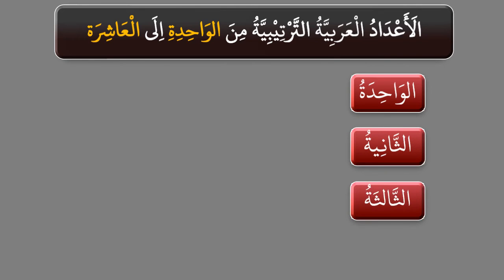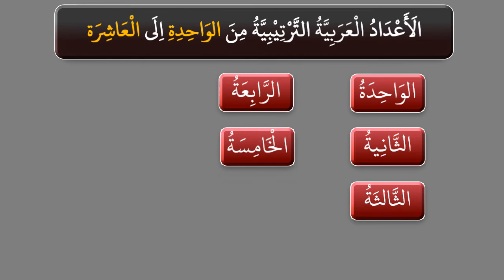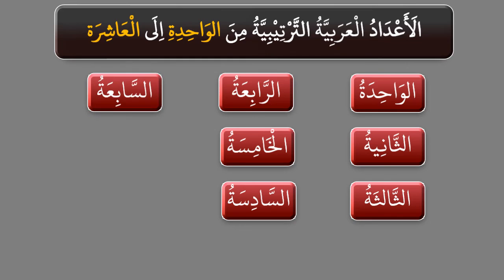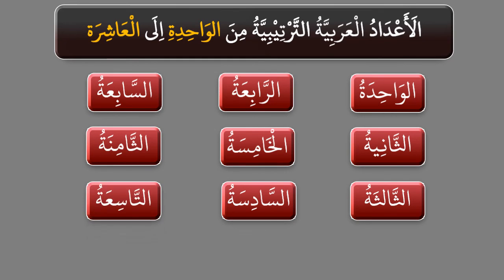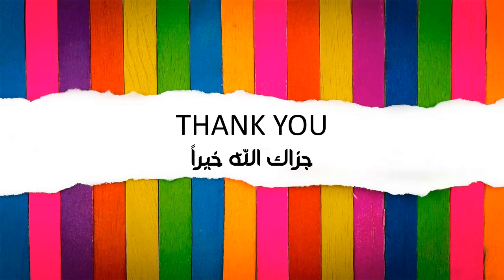So al-wahidatu first, al-thaniyatu second, al-thalithatu third, al-rabi'atu fourth, al-khamisatu five, al-sadisatu six, al-sabi'atu seven, al-thaminatu 8, التاسعة 9, العاشرة 10.